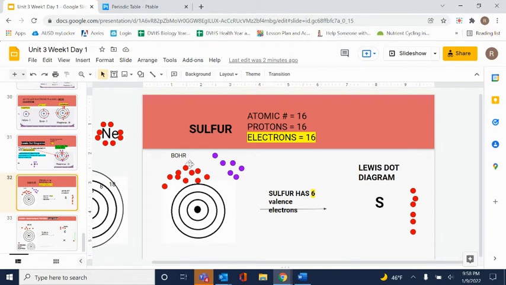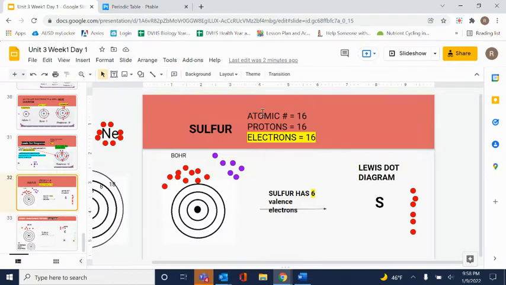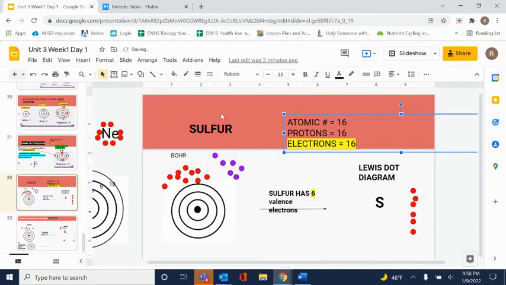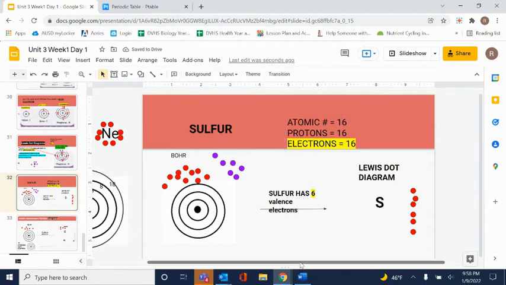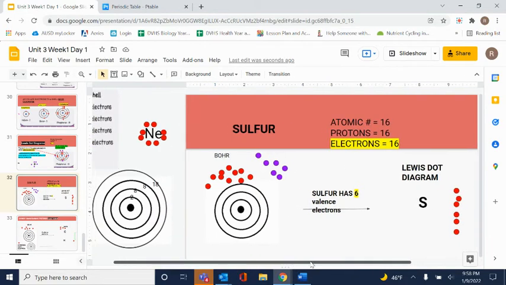Okay, so let's try one that we haven't seen before. This one is sulfur. Sulfur is represented by S on the periodic table. Here it is, sulfur. It has an atomic number of 16, which means that it will have 16 protons, which means that it will have 16 electrons. So I wrote that here. So since it has 16 electrons, we're going to draw these here.